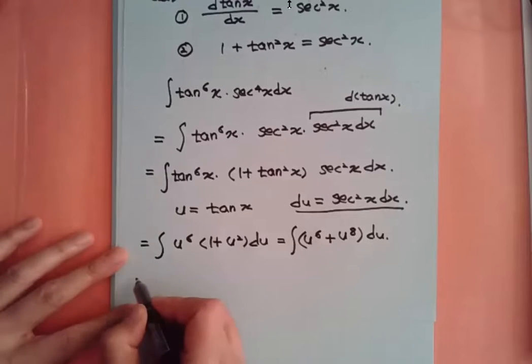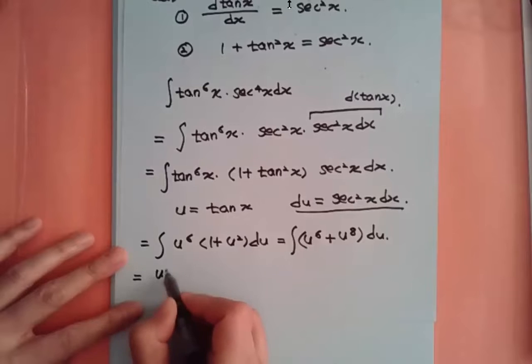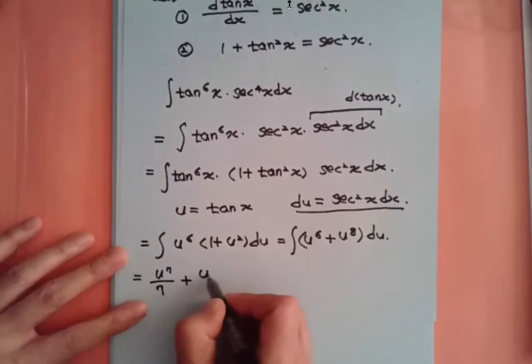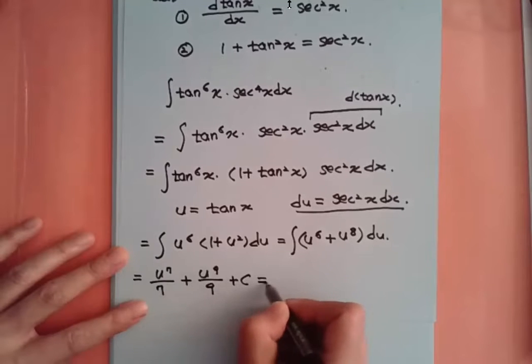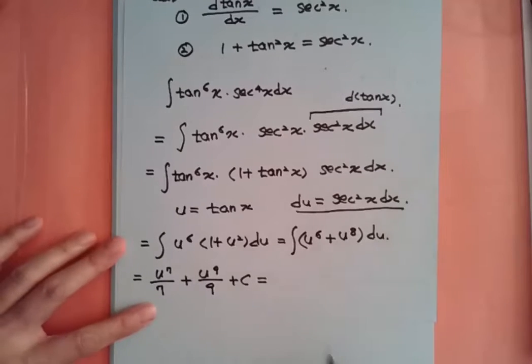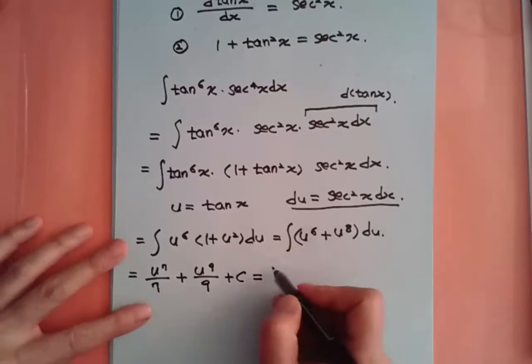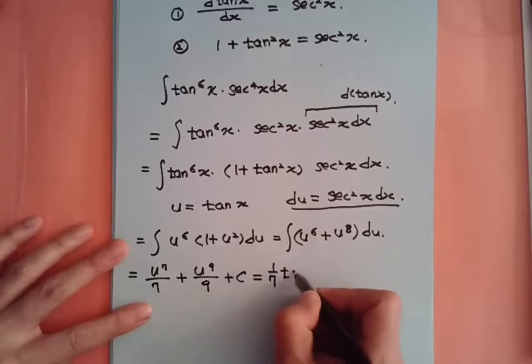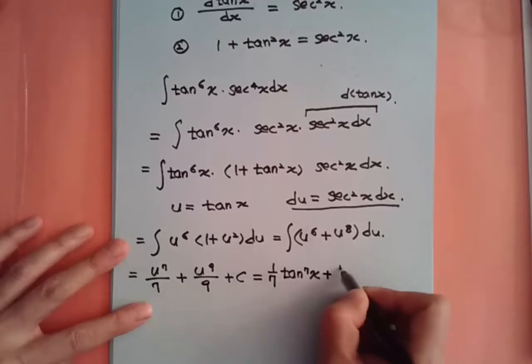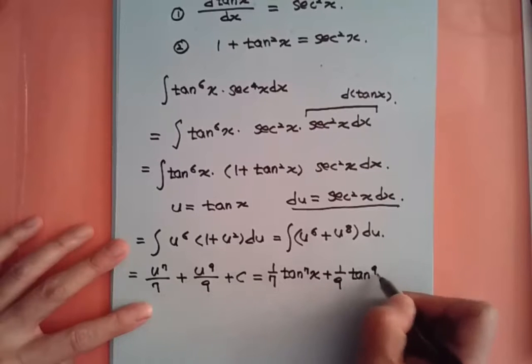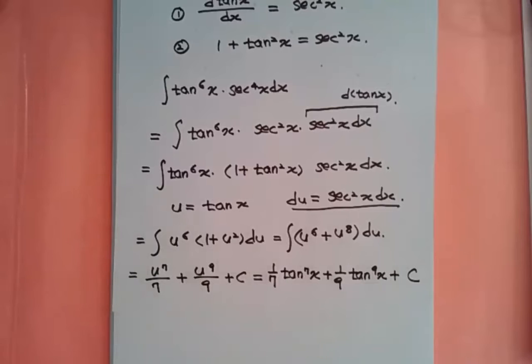And then we integrate term by term. Then that is u to the seventh power over 7 plus u to the ninth power over 9 plus c. And then the important step is we will have to replace u by tangent. So 1 over 7 tangent to the 7th power x plus 1 over 9 tangent to the 9th power x plus c. Any question?